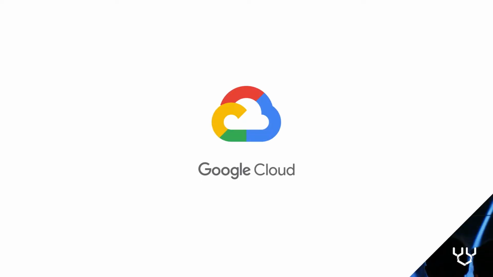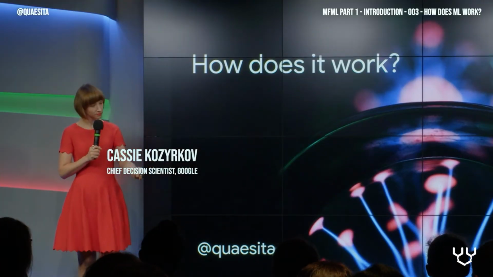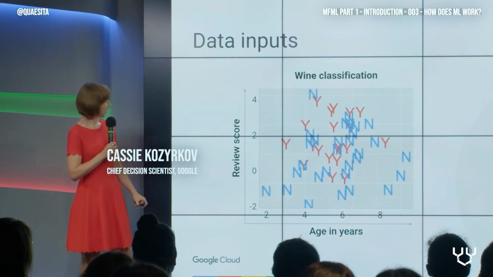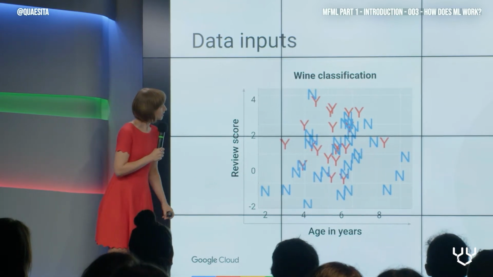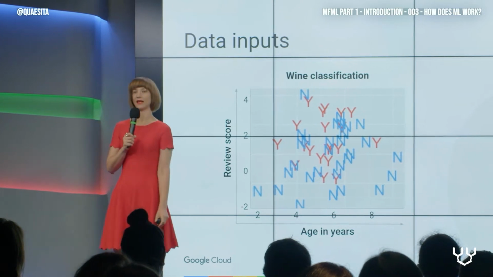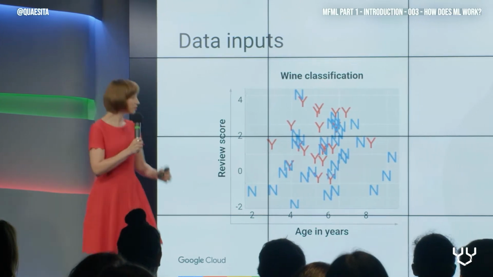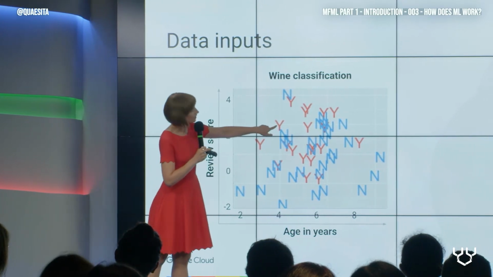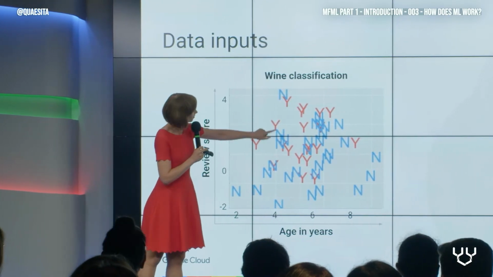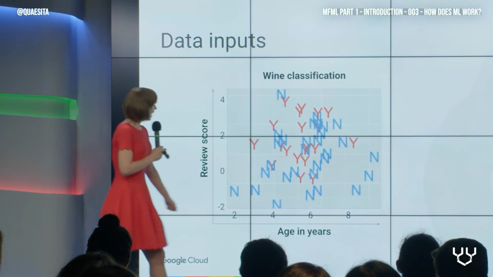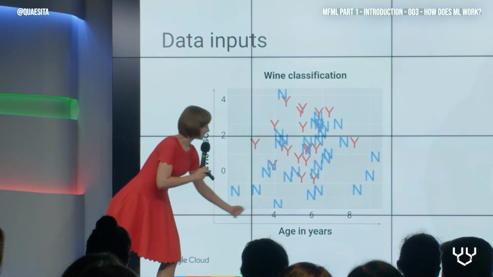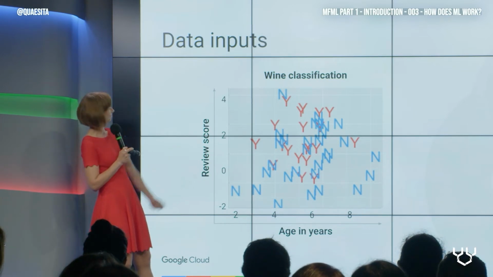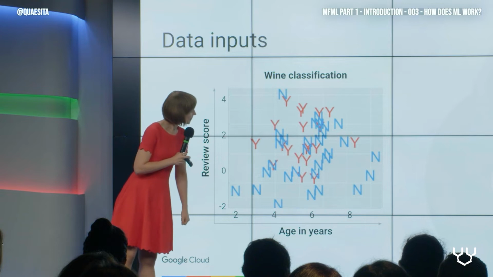So how does this magic thing work? We have some data to learn from, and our task is going to be to predict whether or not I like a bottle of wine. So what we have here is the correct classification for 50 bottles of wine, a red Y for yummy and a blue no for not so yummy. And I have the age of the wine in years and the opinion of some amateur wine critic friend of mine on the y-axis here.